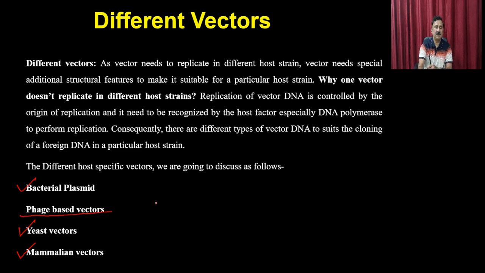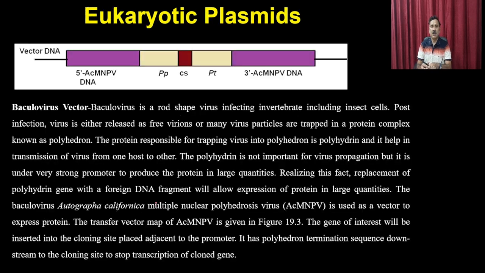So let's discuss first the insect cell line vectors, and then we will discuss the mammalian vectors. In the insect cell line, you are going to use the baculovirus vectors. This is a typical baculovirus vector where you have the cloning site, and then you have the 5' end and the 3' end, which are derived from the baculovirus. This is the portion which is going to be used for the protein production.